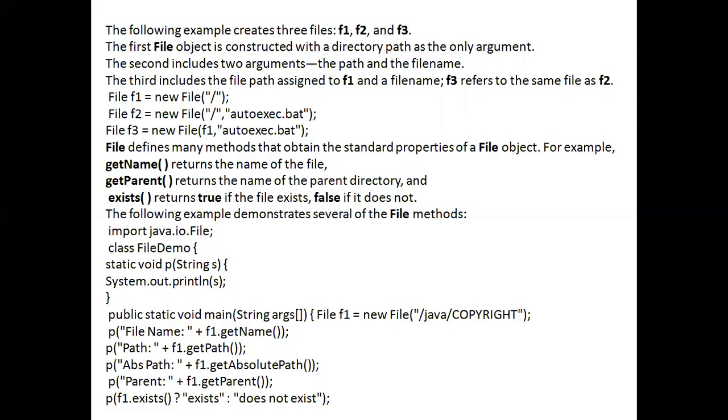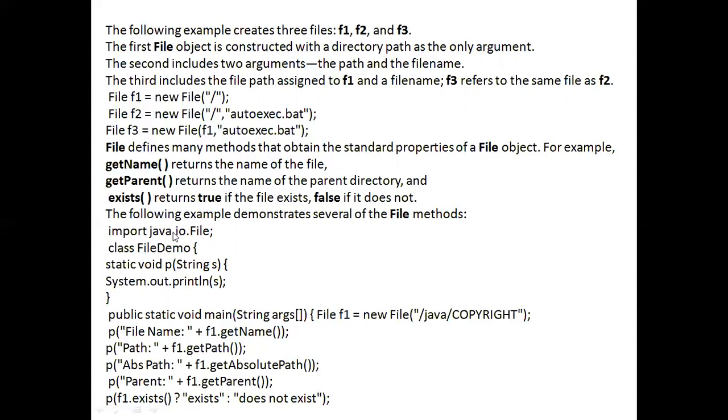File defines many methods that obtain the standard properties of a file. For example, getName returns the name of the file, getParent returns the name of the parent directory, and exists returns true if the file exists or false if it does not exist. The following example demonstrates several of the file methods. So this example explains the several file methods.